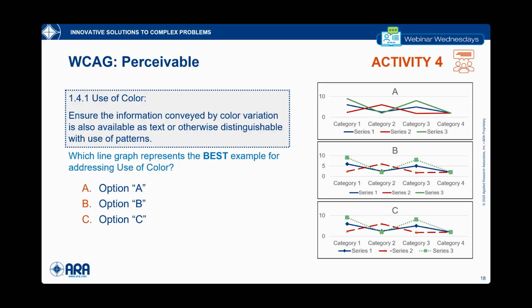If you look at option B, it uses a unique pattern in the graph itself, but if you look at the legend underneath, it only uses color. So you need to have that pattern also included in the legend below so that you could differentiate those patterns without having to distinguish color. So the correct option is option C.